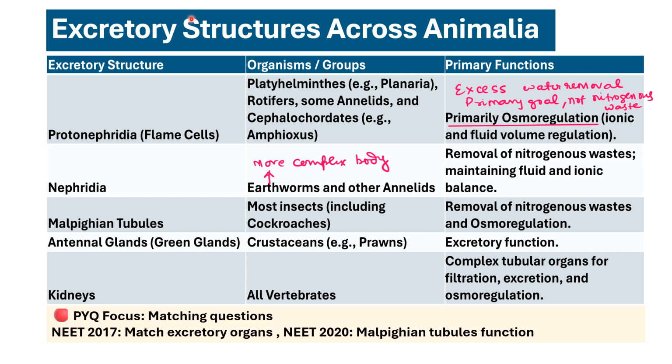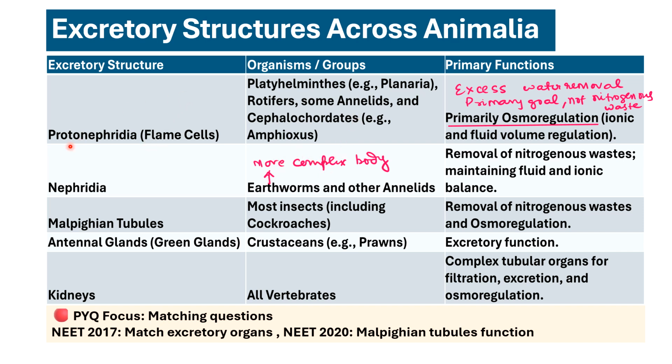Let's now look at the different types of excretory structures that are present across the animalia, or different types of animals. The primitive one is Protonephridia, otherwise known as the flame cells. They are found in the flatworms or the platyhelminthes. Example, Planaria. Also, it is found in rotifers, some annelids, cephalochordates. Example, Amphioxus also has Protonephridia.